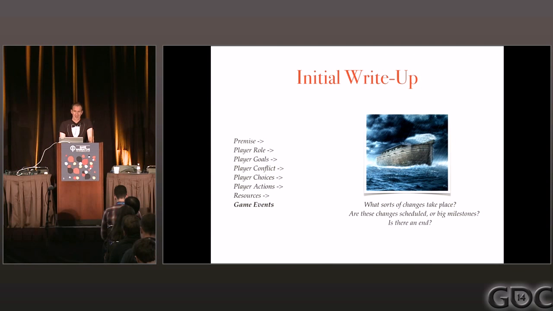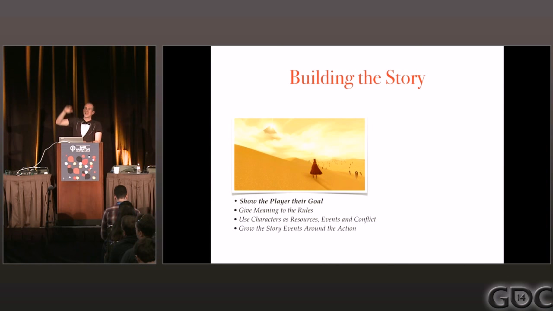So now that you've done that, you've written down some elements in this area that crosses the formal and informal. You've laid out narrative elements of your game, and you've thought about how the player's going to interact with that world. So now it's time to start building out your story. Doing this well may take you back into your write-up to make changes, and that's okay.